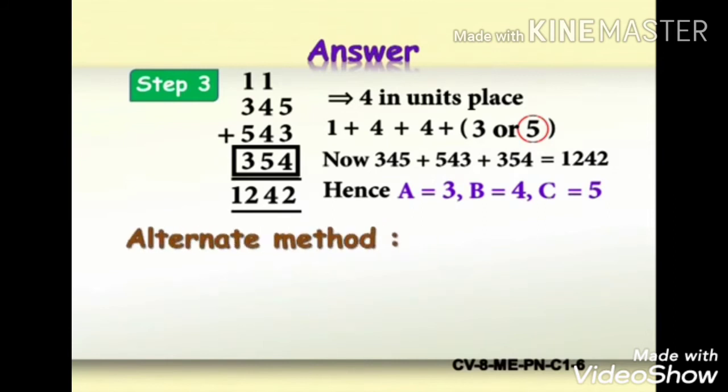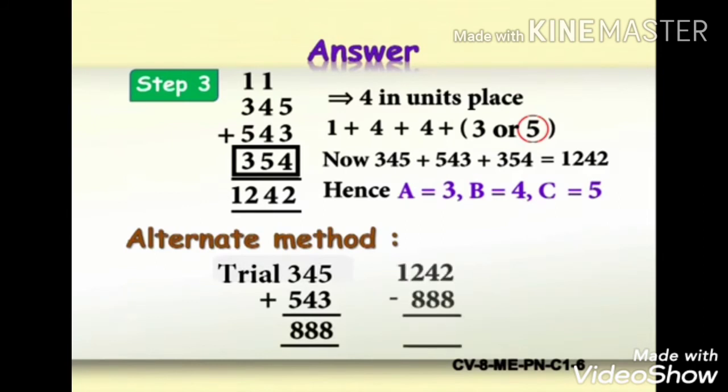Alternate method. Let A is equal to 3, B is equal to 4, C is equal to 5. Then ABC plus CBA is equal to 345 plus 543, which is equal to 888. Now 1242 minus 888 is equal to 354. Hence, the third row is 354. Therefore, A is equal to 3, B is equal to 4 and C is equal to 5.